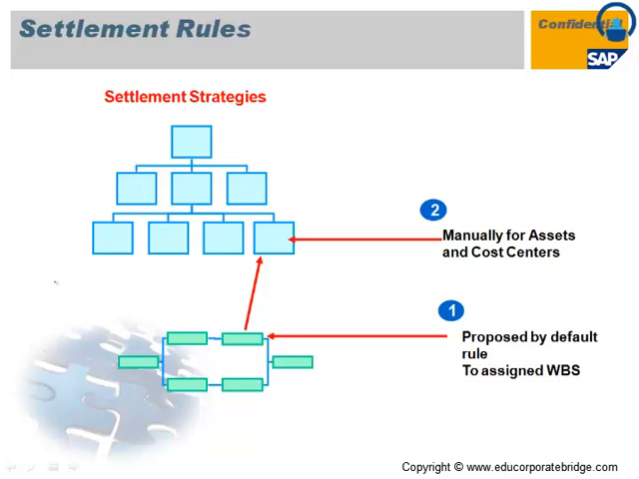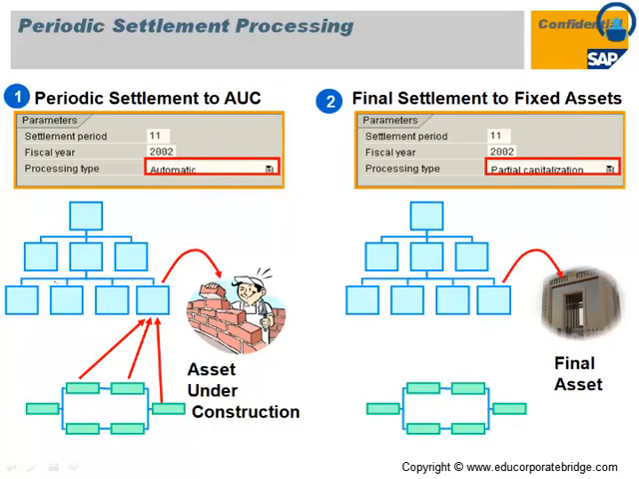As you are aware, the WBS is a temporary cost collector, so at the end of every period or at the close of the project, you need to settle that cost. So this is typically periodic settlement for the capital project, where you have a periodic settlement to AUC, that is the asset under construction, and finally the settlement from the AUC to the fixed asset.